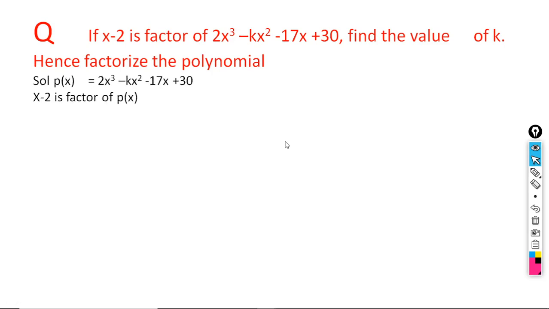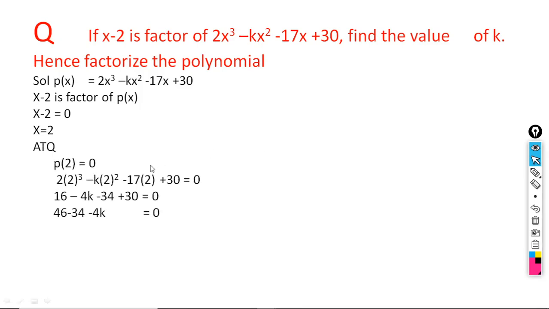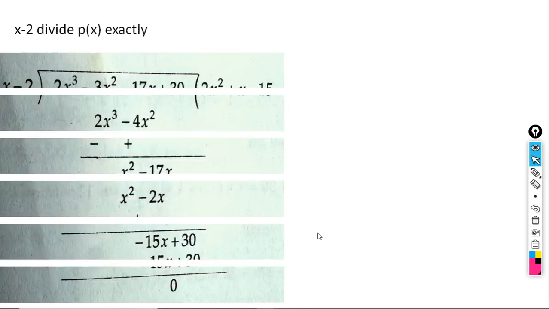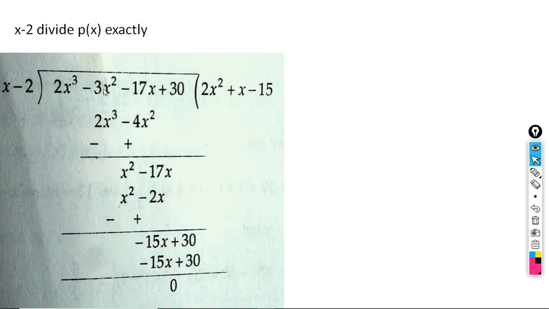First step, considering polynomial p of x, substituting x minus 2 equals 0, finding x here, and this gives the condition p of 2 equals 0. By solving this, you will get the value of k, and k comes to be 3. This value of k, when you substitute as 3, will be substituted in the polynomial to change it to standard form. So x minus 2 will divide p of x exactly.